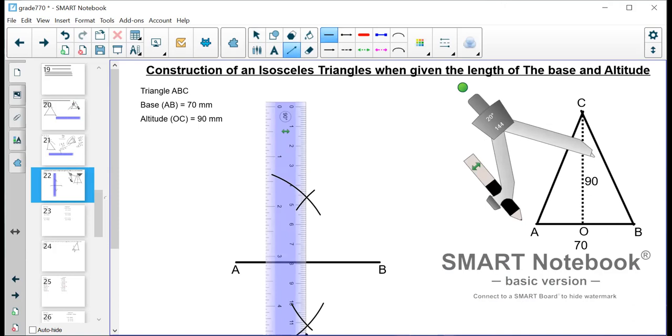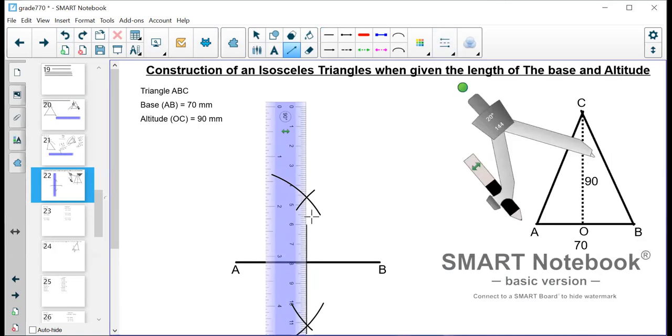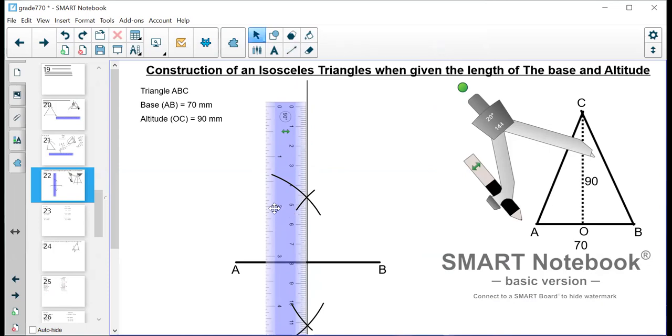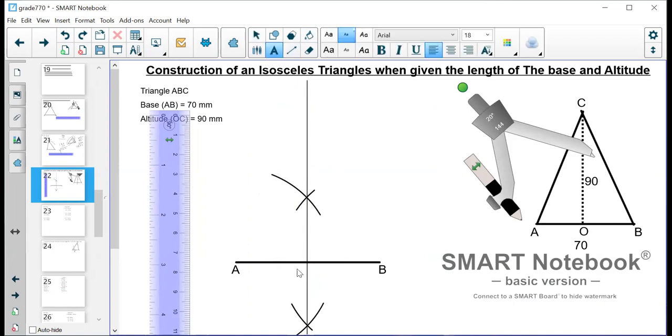And point to note, you need to extend the line a little bit high above, right? To cater for the 90 mm, because that's a little long. So after we bisect the base, of course, that gives us the center O.